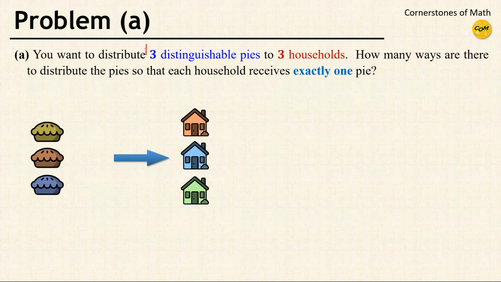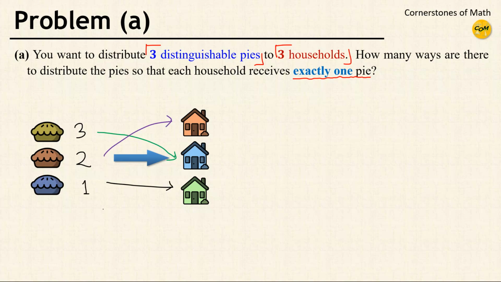You want to distribute 3 distinguishable pies to 3 households. How many ways are there to distribute the pies so that each household receives exactly 1 pie? Well, this one is really easy. There are 3 choices for the first pie. But once the household for the first pie is chosen, there are only 2 choices left for the second pie. And then there is only 1 choice remaining for the third pie. So the number of ways is 3 times 2 times 1, or 3 factorial.